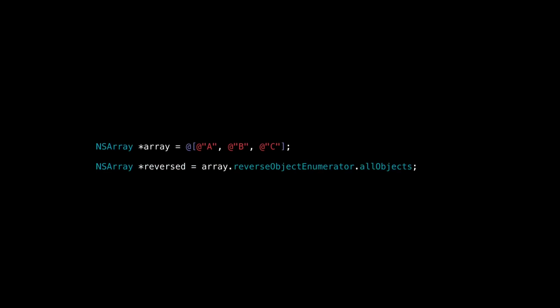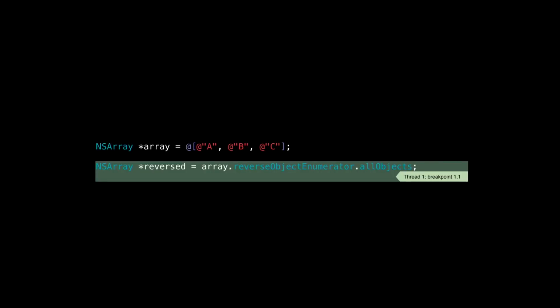And it says, use this pattern. So you create a reverse object enumerator and then call allObjects on that, and that is the reversed array that you want. But there is a secret downside to using this function. If we pause in the debugger right at that line of code, and we ask it, hey, reversed, what's your class? It'll say, I am an __NSArrayM.